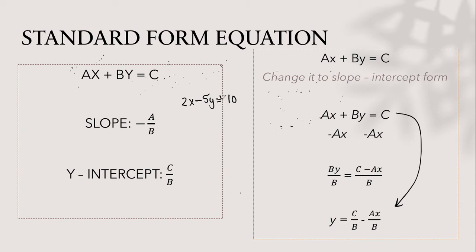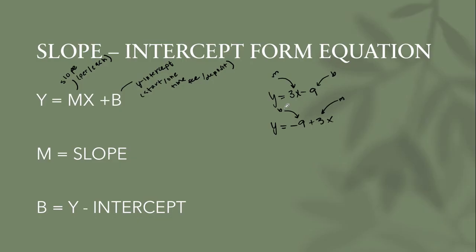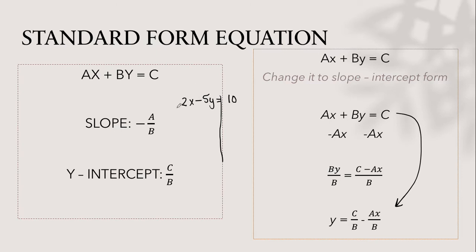But you might have at this point kind of forgotten how to do that. So you should always know how to change it back to slope-intercept form. And when you're changing it back to slope-intercept form, you just want your y variable isolated. So to do that, I would subtract 2x from both sides. Hopefully this is ringing a bell. Negative 5y equals 10 minus 2x.